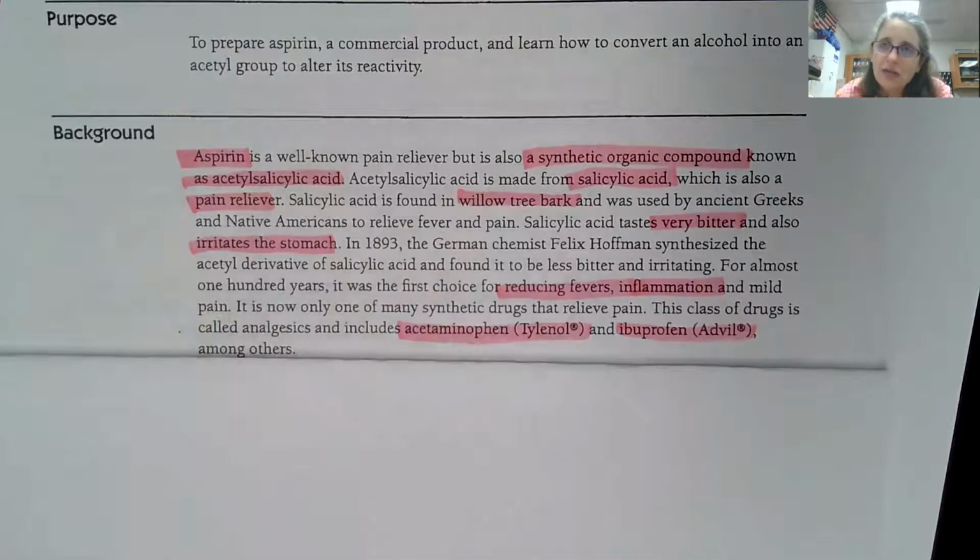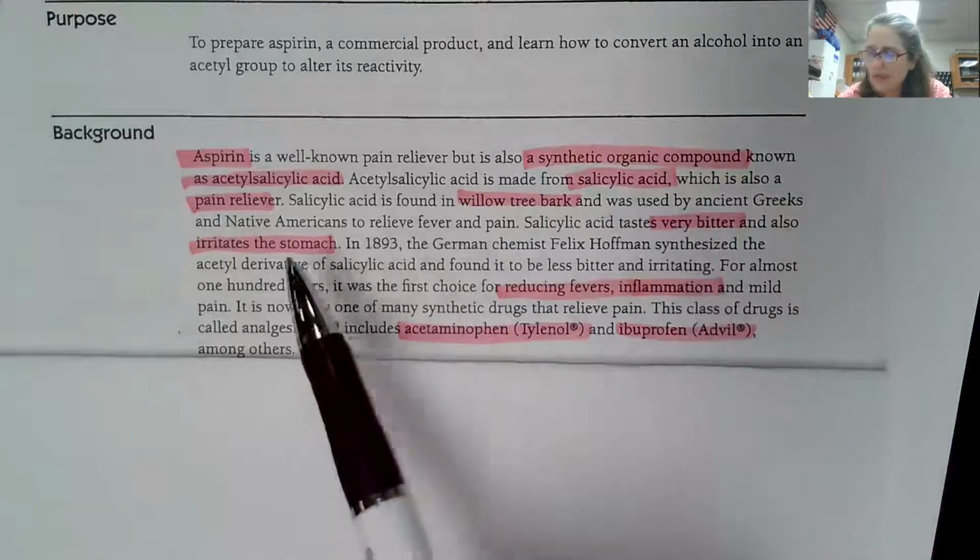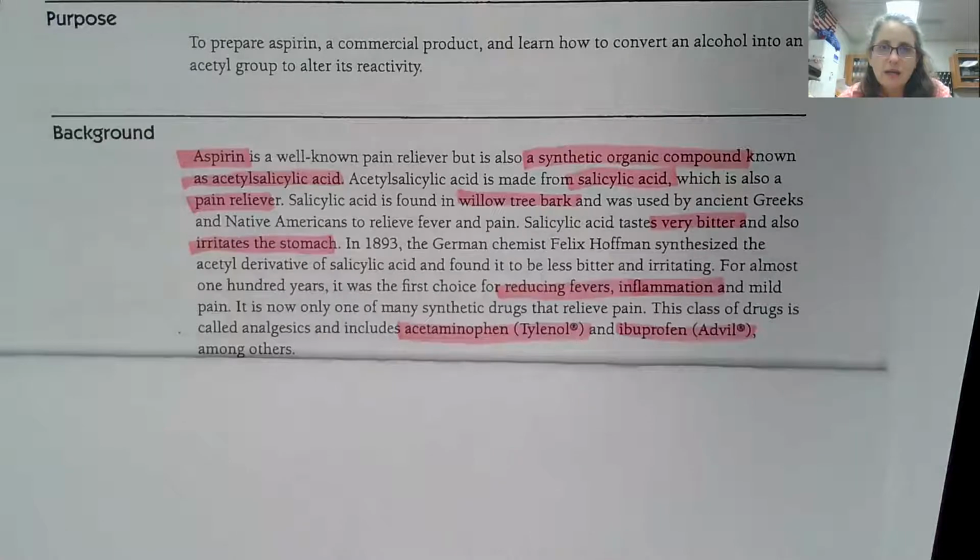It was found actually in willow tree bark, and it was used many years ago to relieve fever and pain. So ancient people knew its properties, knew that it would work effectively. But it has a very bitter taste, and it does irritate the stomach. So that is why a German chemist figured out a way to synthesize it and to make it less bitter, so that people would actually take it.